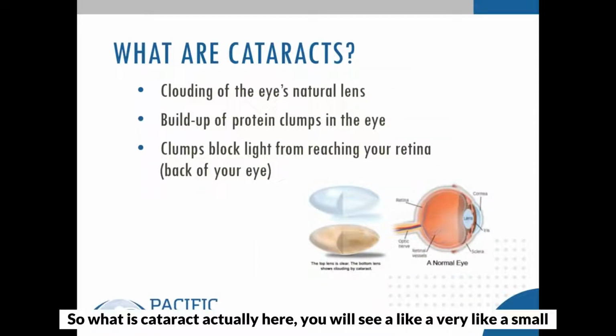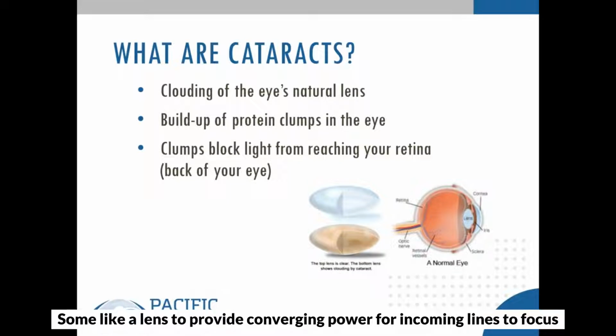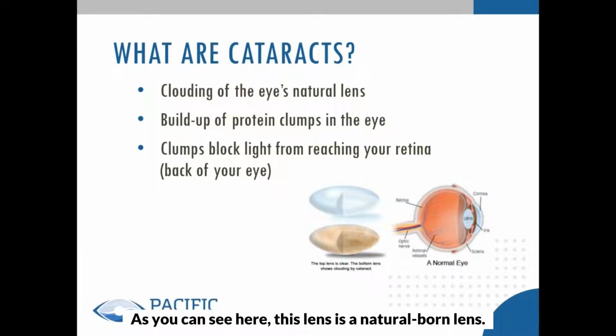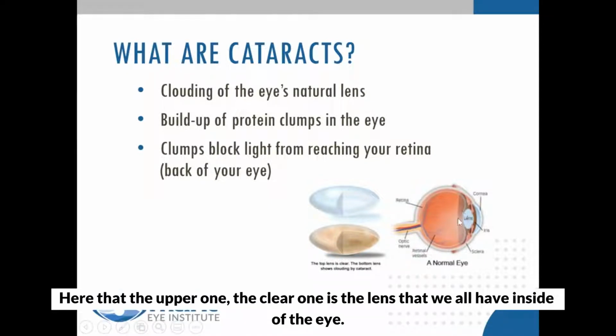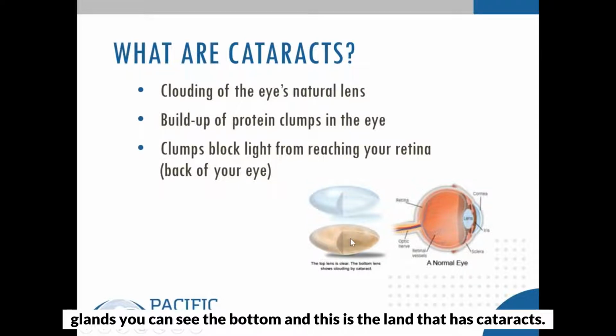So what is cataract actually? Here you will see a small view of the eyeball, and just like any optical system, it needs a lens to provide converging power for incoming light to focus it on a membrane, the retina, in the back of the eye, as you can see here. This lens is a natural born lens. The upper one, the clear one, is the lens that we all have inside the eye. We are born with that. And over time, we might get a cataract, which is the brownish and hazed lens you can see at the bottom. This is the lens that has cataract.